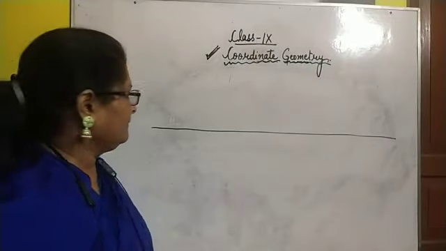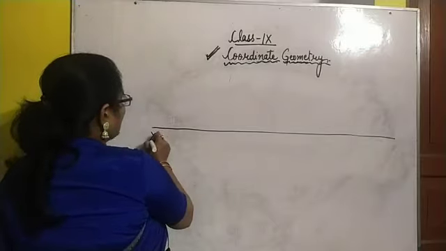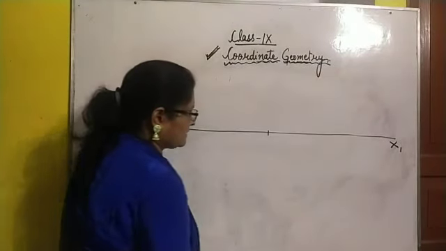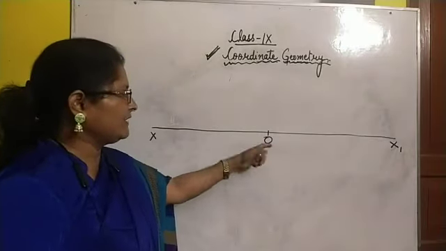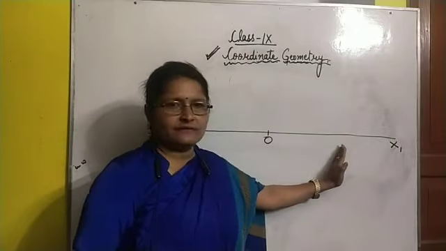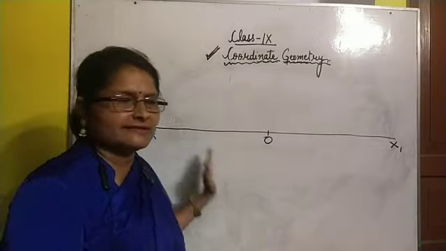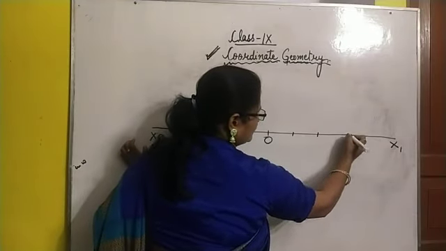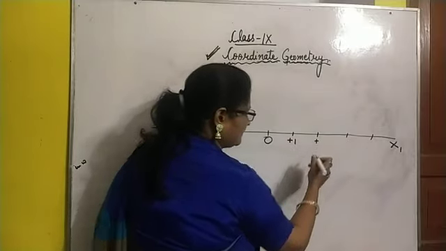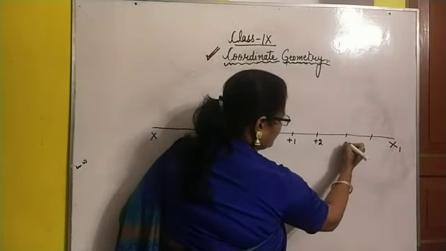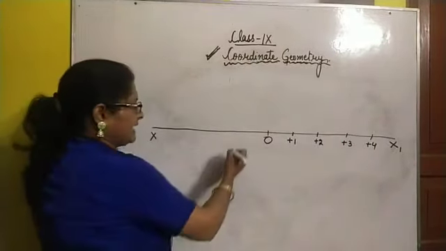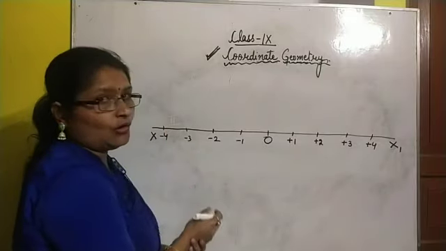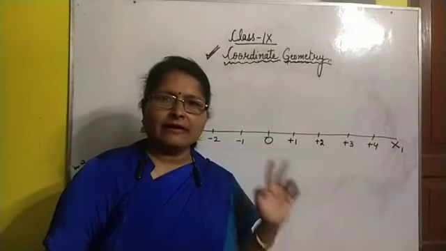Suppose this is a number line. This is a horizontal number line, and I am giving the name of this horizontal number line x, and this is x dash. In between these two points there is a point O also. In the number line we call this point 0. At the right hand side of the 0 the positive numbers will come, at definite distances: +1, +2, +3, and this is +4. At the left side of the 0, we will write -1, -2, -3, -4. And you all know that the distance between two points will be the same at every step.